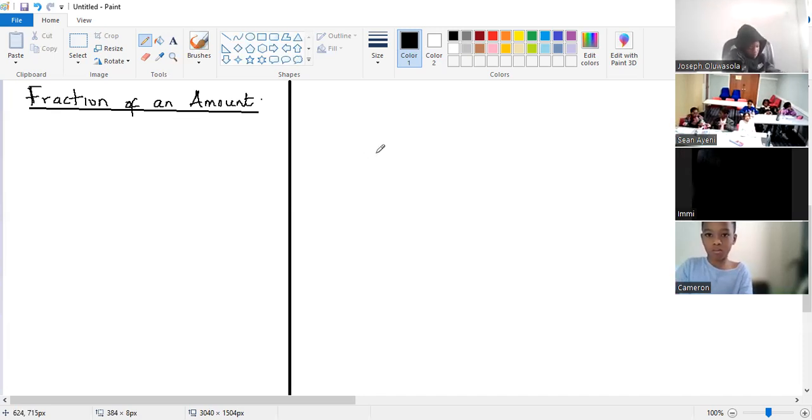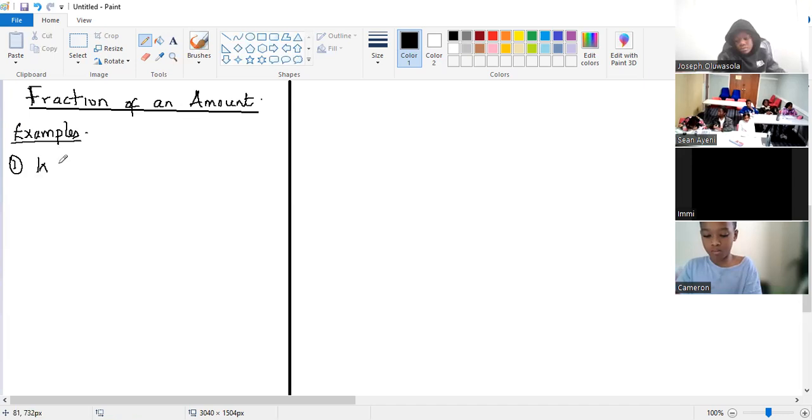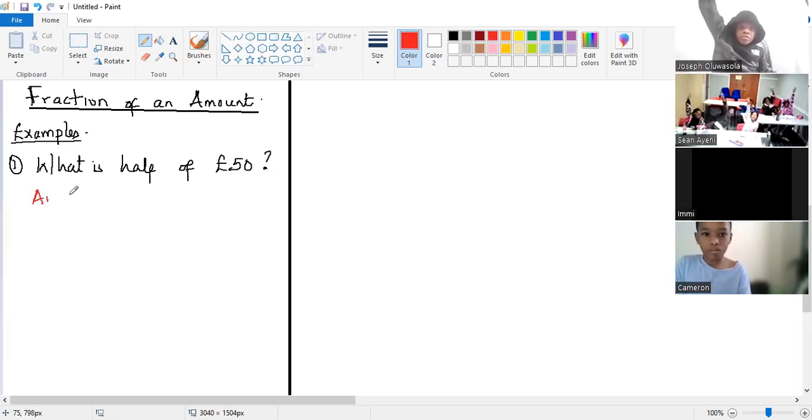All right. So, guys, let's do small examples. What is half of 50 pounds? Who can tell us what half of 50 pounds is? Yes, Tahara.